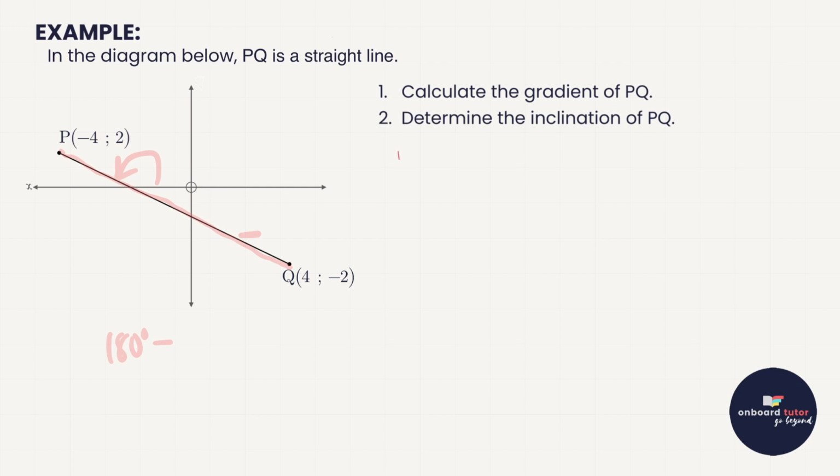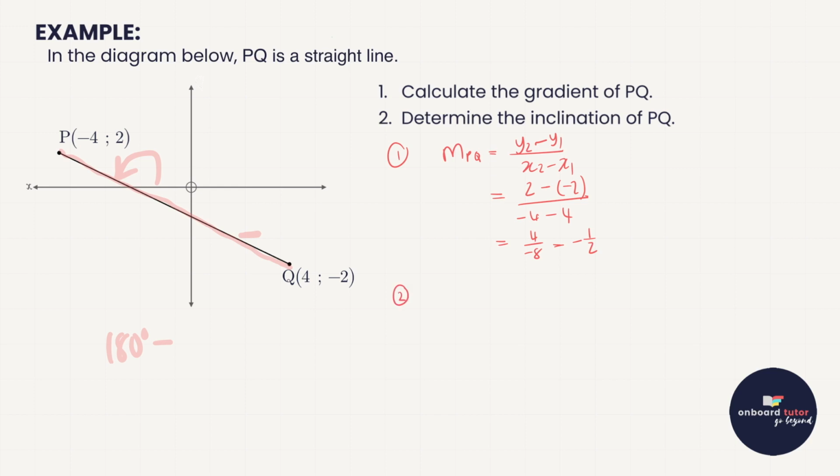Okay, so first off, calculate the gradient. So gradient of PQ is equal to y2 minus y1 over x2 minus x1. And then I can substitute in. So 2 minus 2 over minus 4 minus 4. What do we end up with? 4 over minus 8, which is equal to minus a half. And that is true. I was most certainly expecting a negative answer there.